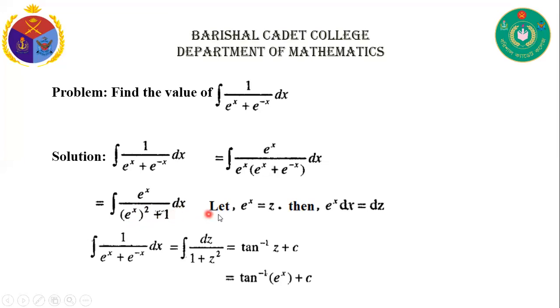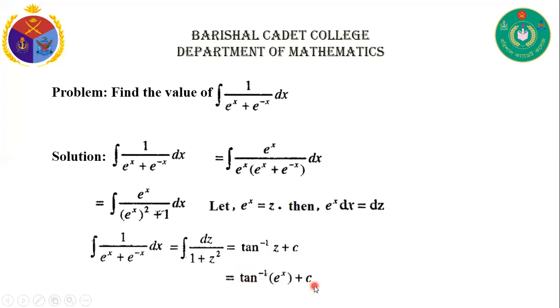Now we let e to the power x equal to z, and that is e to the power x dx is dz. So we have this part as dz, and the denominator is 1 plus z square, where we can write it as integration of tan inverse z plus c, or after putting the value of z we get tan inverse e to the power x plus c.